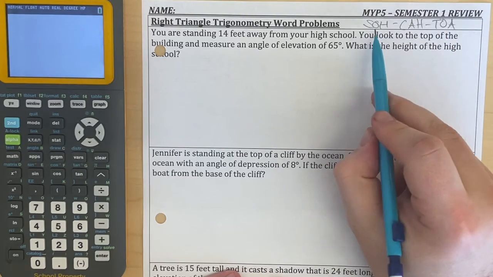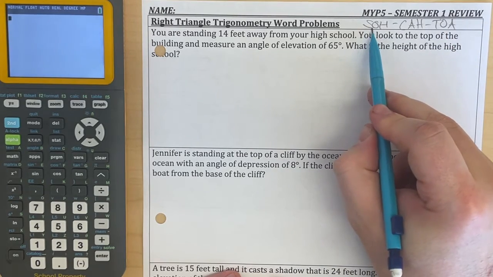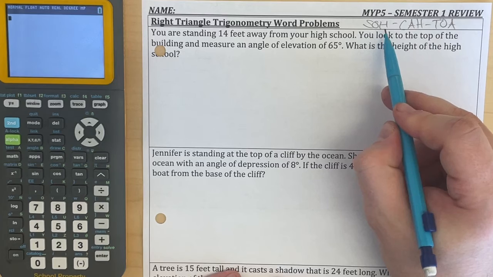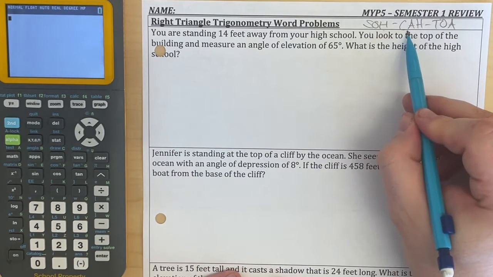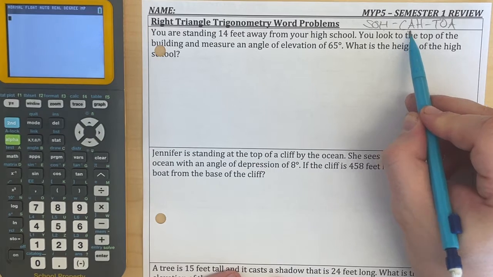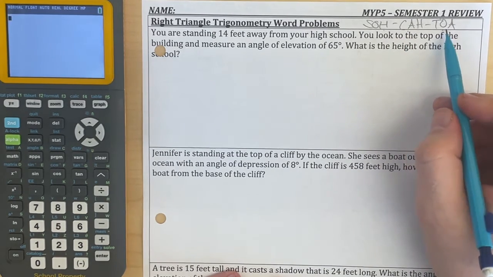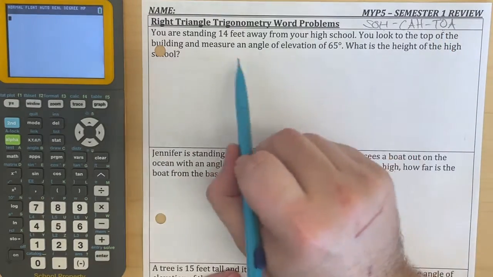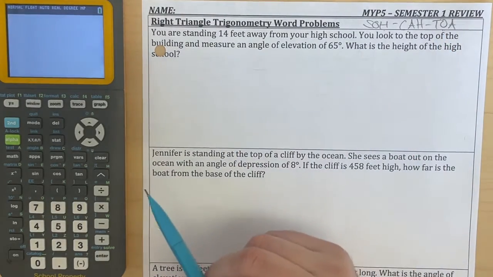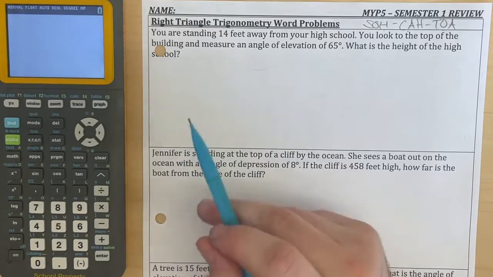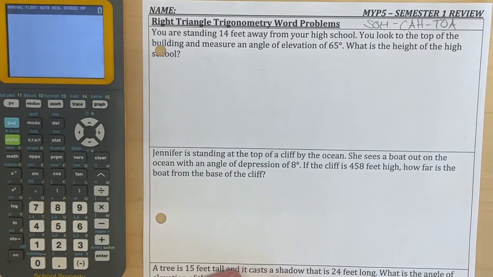Again, make sure you remind yourself sine of theta is equal to opposite over hypotenuse. We have cosine of theta is equal to adjacent over hypotenuse. And then lastly, we have tangent is equal to opposite over adjacent. And so if we have word problems like this, we know what our picture has to be. It has to be a right triangle.